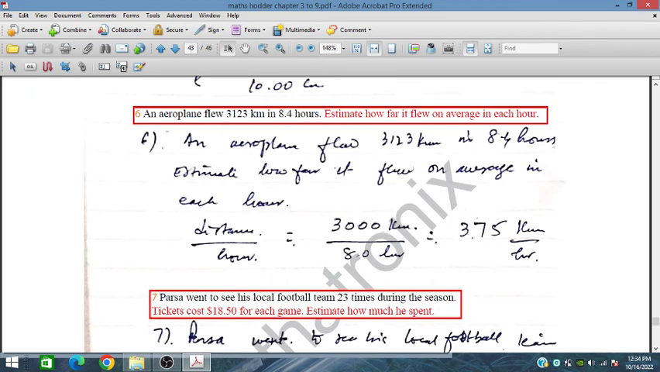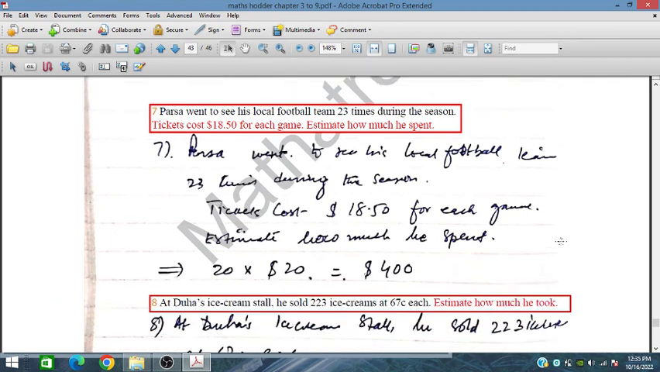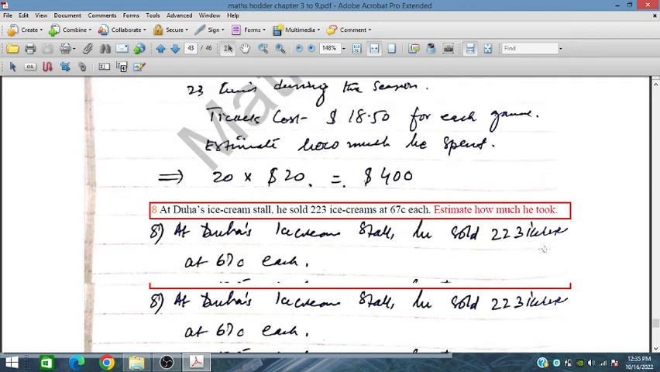An aeroplane flew this many kilometers in 8.4 hours. Estimate how far it flew on average in each hour. So this is 31,223, which is approximately considered as 30,000, and this is considered as 8 hours. So 30,000 kilometers divided by 8 hours means 3,750 kilometers per hour. This is a rough idea, just an idea. Without going into proper calculation, we can estimate things easily.